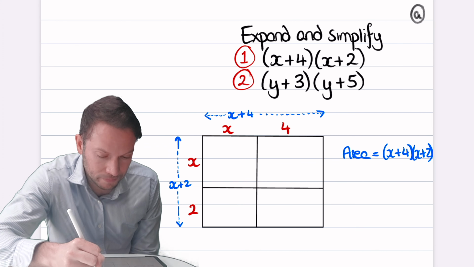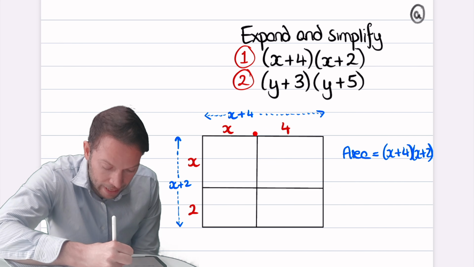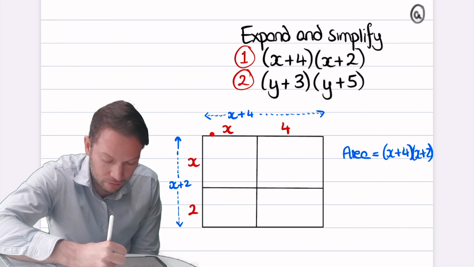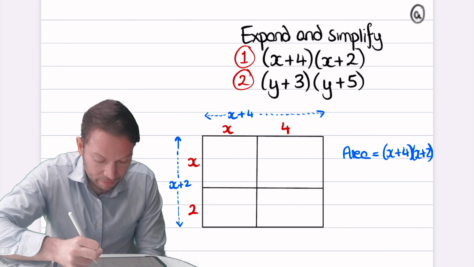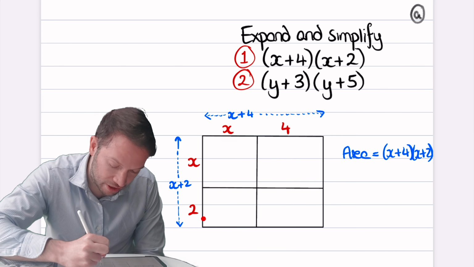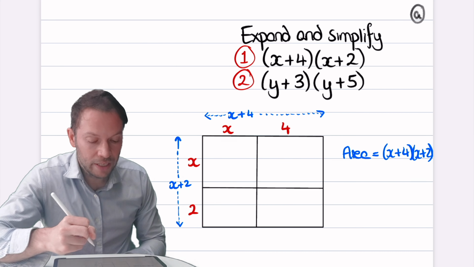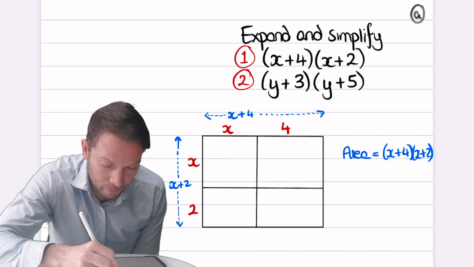Now what I've done is I've split the x plus 4 into the x and the 4, because clearly this total length here is x plus 4, right? And similarly here, I've split the x plus 2 into x and 2 because x plus 2 is the x plus 2 here. Now let's think about the area of each of these individual rectangles.